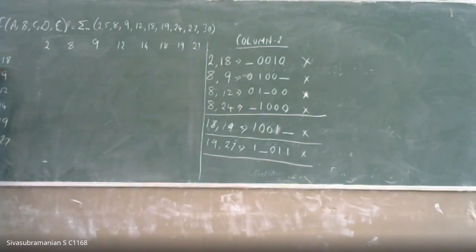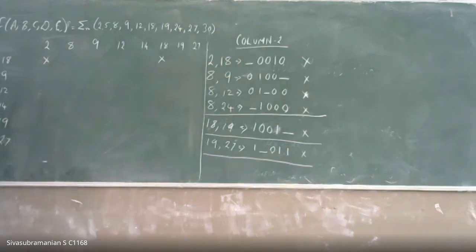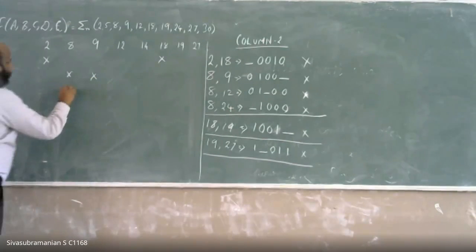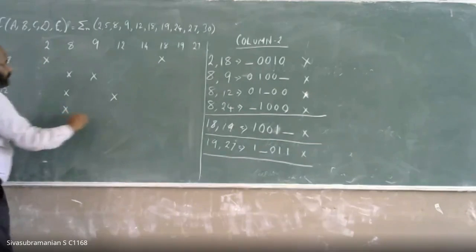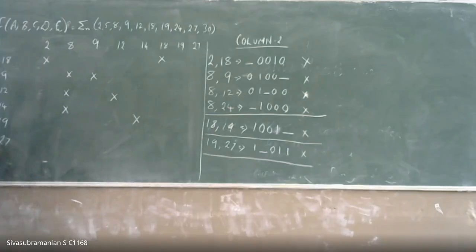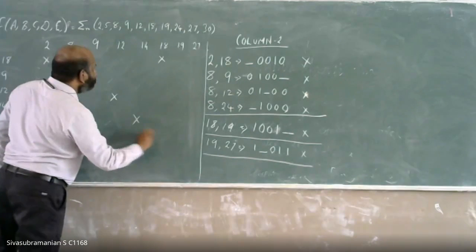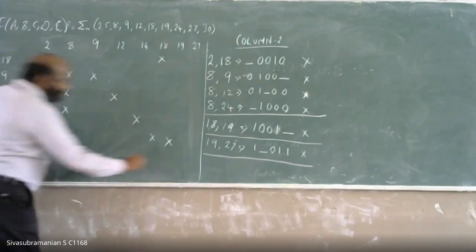Now, for the minterms which are available there, I will put the cross mark. 2 comma 18: 2 is one cross, 18 is here. Then 8 comma 9, 8, 9, then 8 comma 12, 8, 12, 8 comma 14, 8, 14, then 18 comma 19, 18, 19, and 19 comma 27.